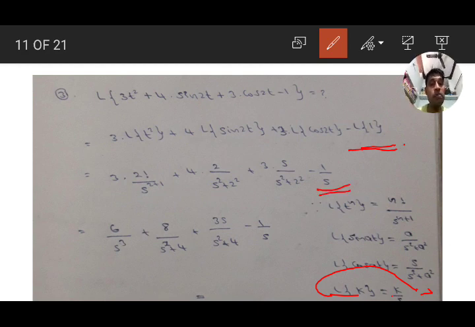After simplification, 2 factorial equal to 2, 3 into 2 is 6, we get the answer 6 by s cube, 4 into 2 is 8, 8 by s square plus 4. Next 3s by s square plus 4 minus 1 by s. This is the Laplace transform of the given function.